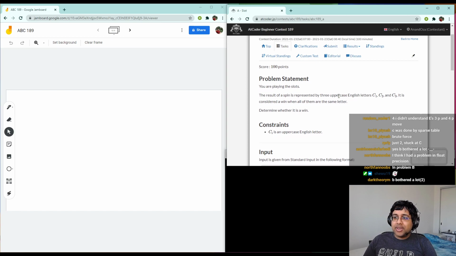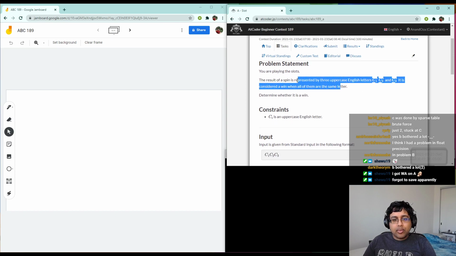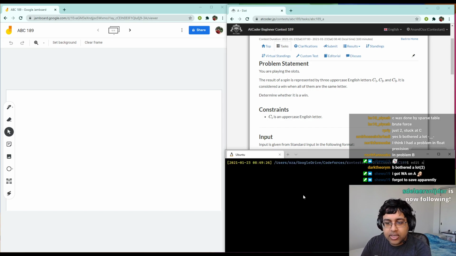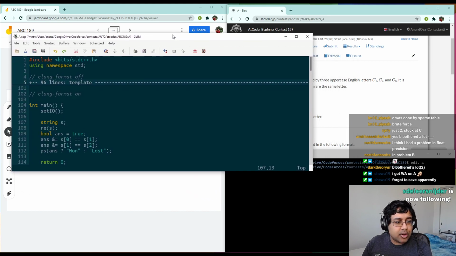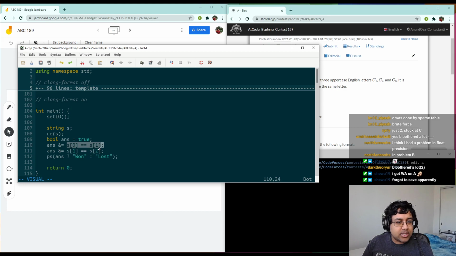For A, you basically get a string with 3 letters, and you want to check that all 3 of them are equal. There's a ton of ways to do this. It's a pretty straightforward implementation problem. It's just important to make sure that you don't make any mistakes. The way that I did it was I checked the first one is equal to the second one, and the second one is equal to the third one, and that was basically it.